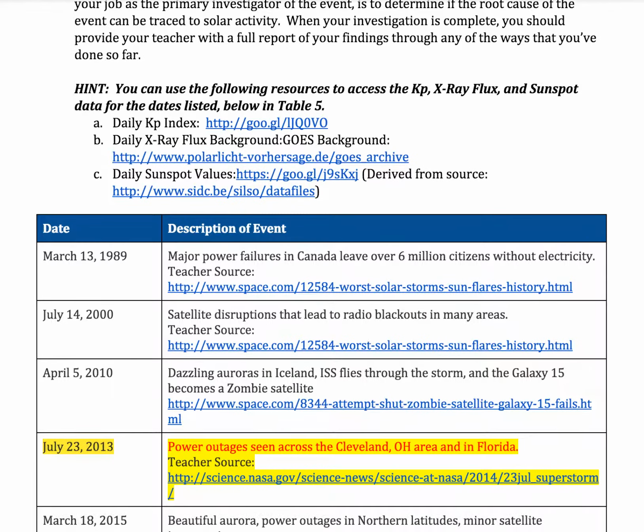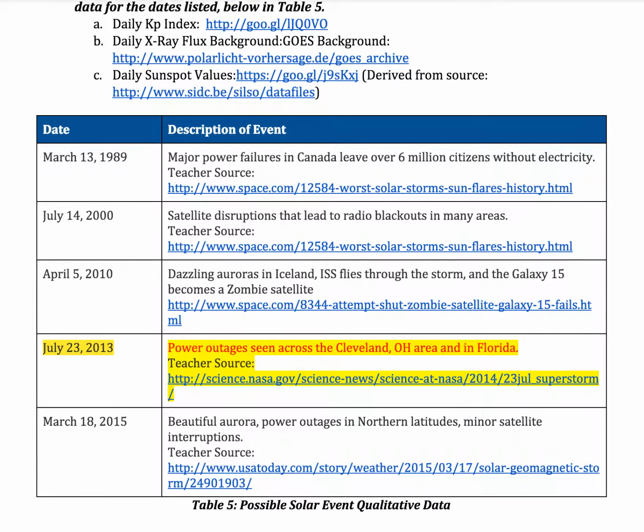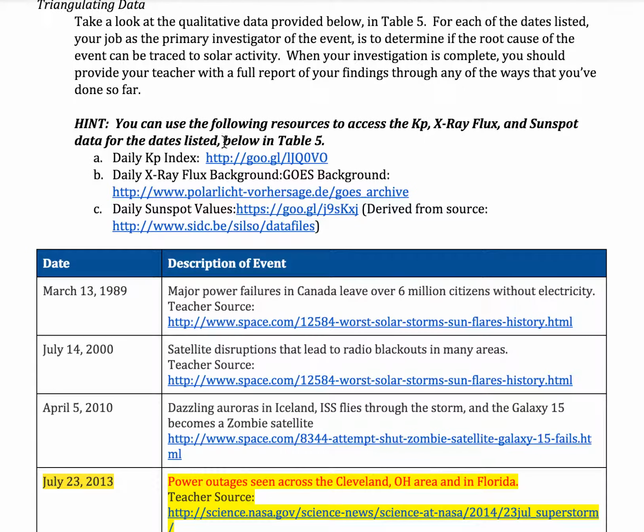They're going to have this list of about 5 events that are possible solar events and the qualitative data that was associated with them, going from 1989 all the way up to 2015. You'll also notice that they have been given 3 values. One is a daily KP index chart. Another is the daily X-ray flux background that they just finished reading about earlier on. And the third is the daily sunspot values, also what they just finished reading about in the background material.